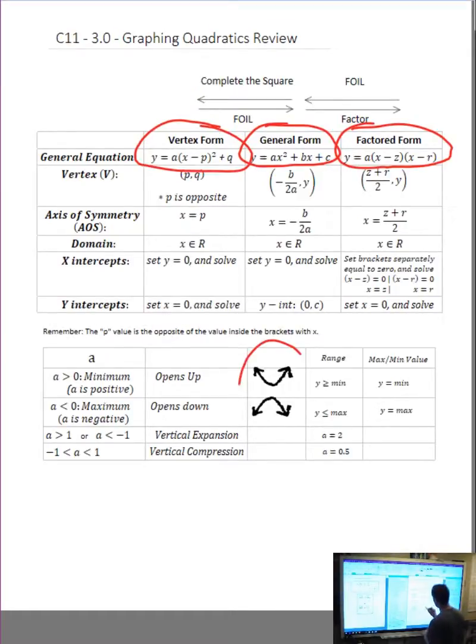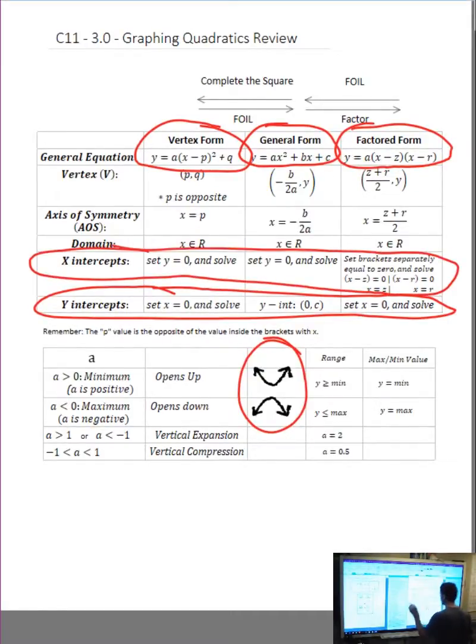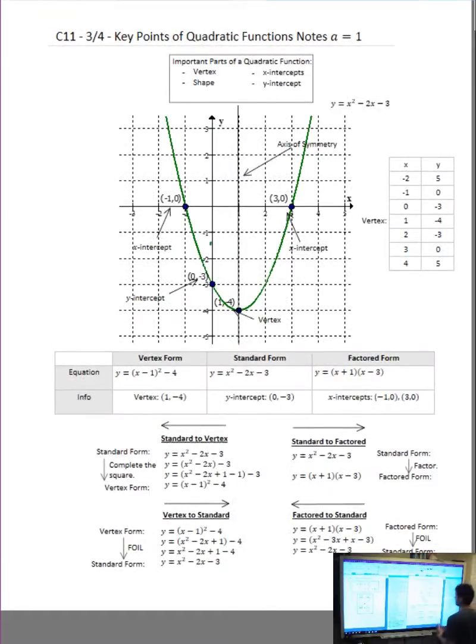Lots of talk about opening up or down. X and Y intercepts. Y intercepts: set X equal to 0 and solve. X intercepts: set Y equal to 0 and solve. Domain, range, etc. The key points of the quadratic.